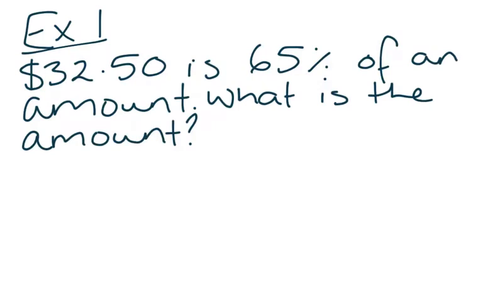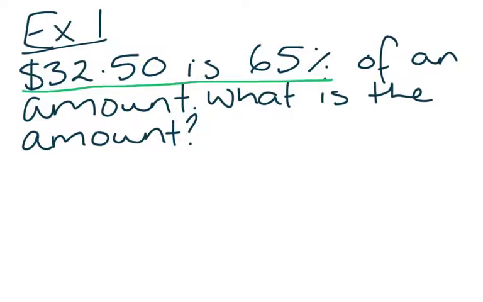Okay, so we have this first example here. $32.50 is 65% of an amount. What is the amount? We have an amount that we don't know, and they have told us that when you find 65% of that amount, you get $32.50. So the important part of this question is this: $32.50 is 65%.